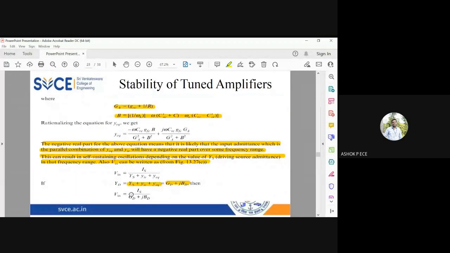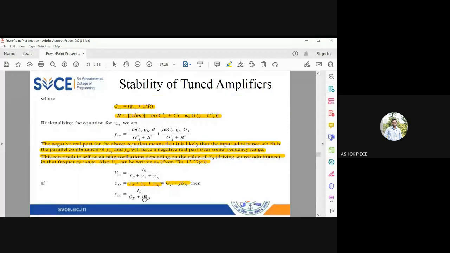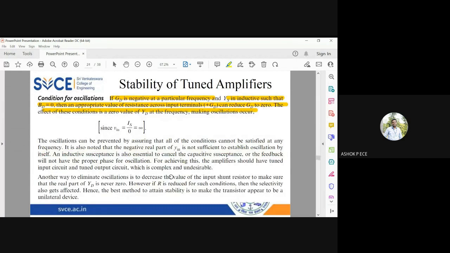If the resistance turns out to be negative, then even though you make BD to be 0, since the resistance is going to be purely negative in nature, it will start generating oscillations in your device. You cannot help it; the tuned amplifier will slowly go into a state of instability. So the oscillations can be prevented by ensuring that the negative resistance does not happen.